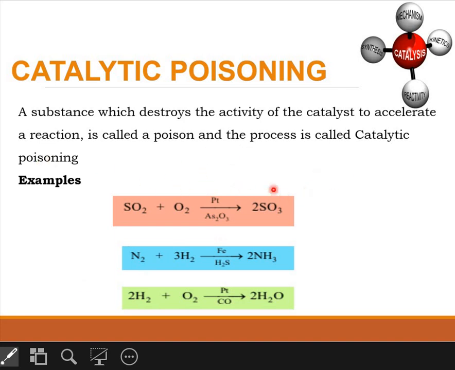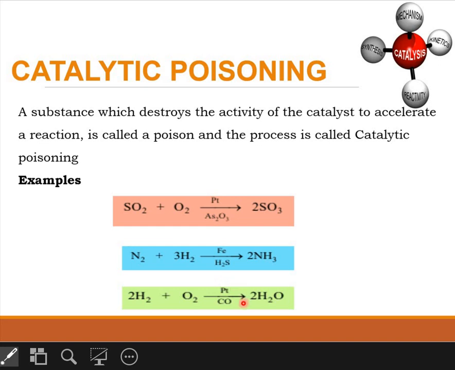For this, we have examples. The oxidation of sulfur dioxide to sulfur trioxide is catalyzed by platinum, but the reaction is poisoned by a small amount of arsenic oxide. The second one is the Haber process, where the presence of hydrogen sulfide poisons the whole reaction. The third is the reaction between hydrogen and oxygen giving water. It is catalyzed by platinum, but it is poisoned by the presence of carbon monoxide.